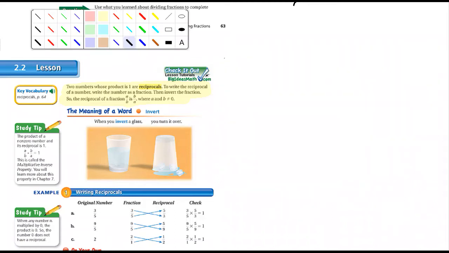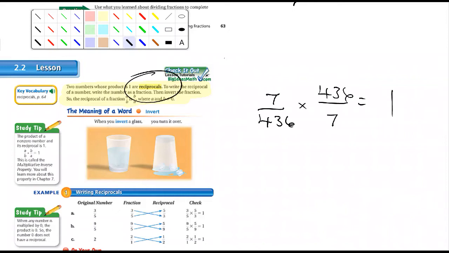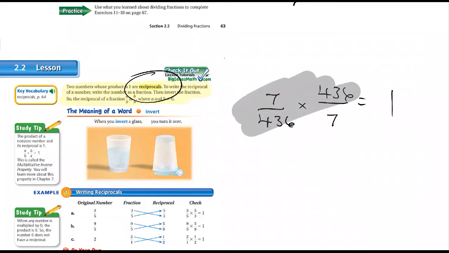I could do 7 over 436 times 436 over 7. What's that equal? 1. And that is reciprocal. All right?